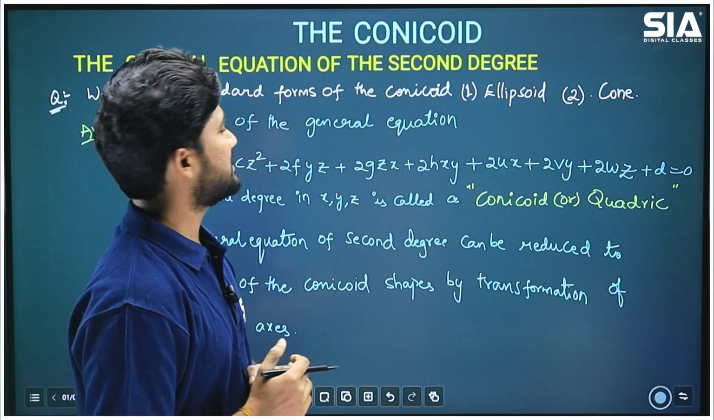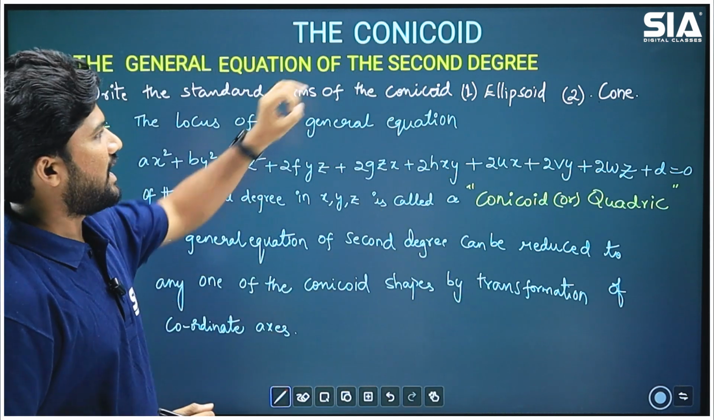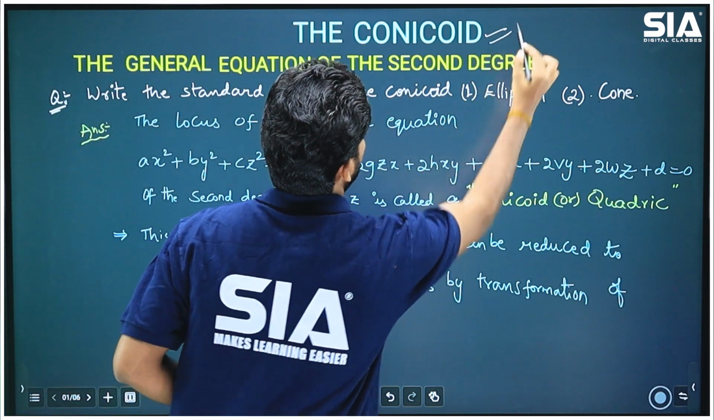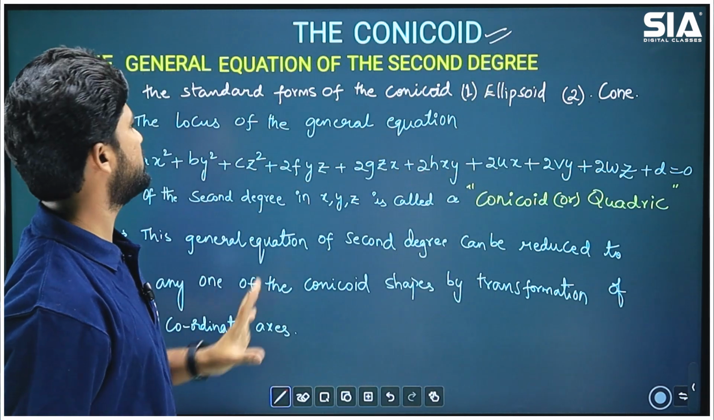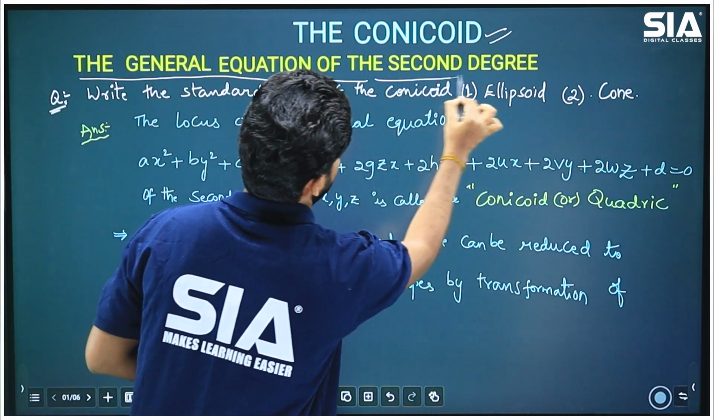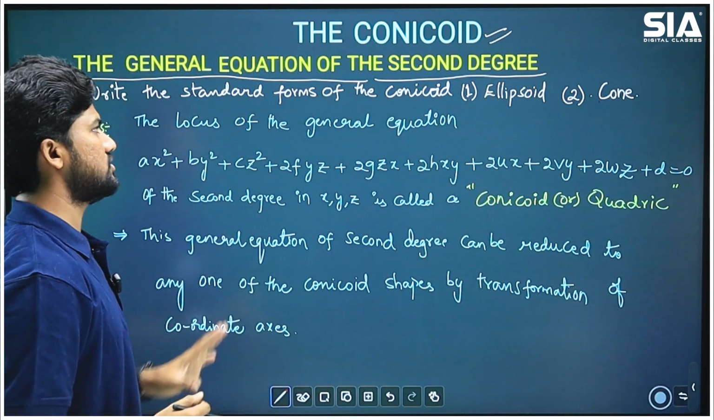So now from this lecture we are going to discuss the last unit of solid geometry. The name of the unit is the conicoid. In this unit the first topic is the general equation of the second degree. This is the first topic.